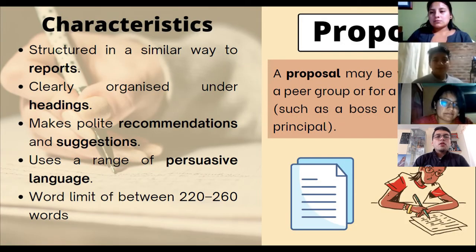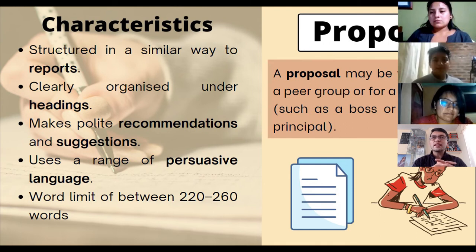Okay, I will explain about the proposal. First, the proposal may be written specifically for a peer group or for a supervisor, for example, a boss or a college principal. Which are the main characteristics that I have taken into account at the moment to write a proposal? First, the proposal is structured in a similar way to the report, so we can have the report as an example as well. It is clearly organized under headings.